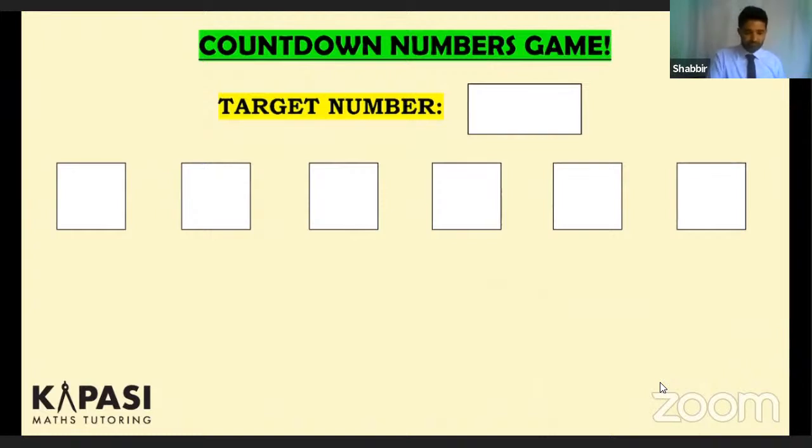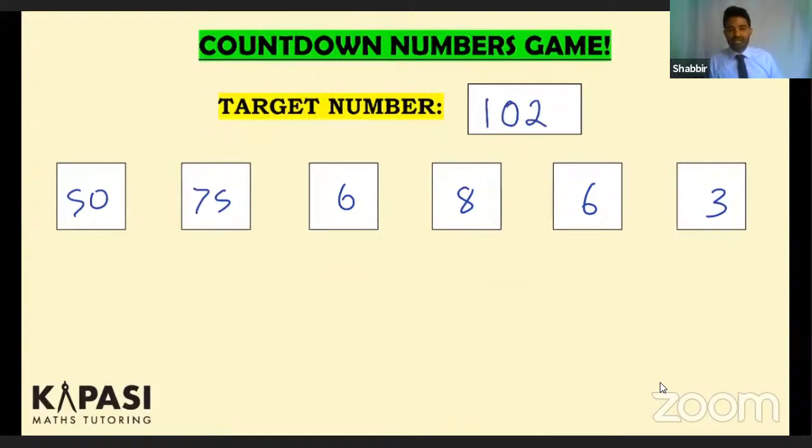The numbers for today are 50, 75, 6, 8, another 6, and 3. And the target number you've got to make is 102. I'm going to give you 3 minutes like I did in last lesson. Your time starts now.